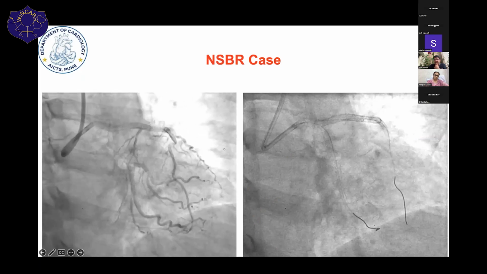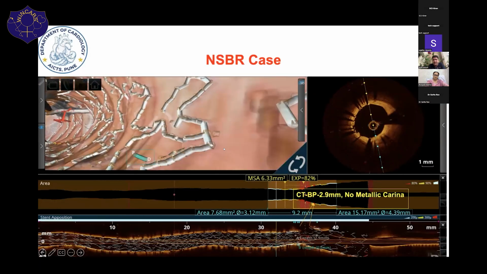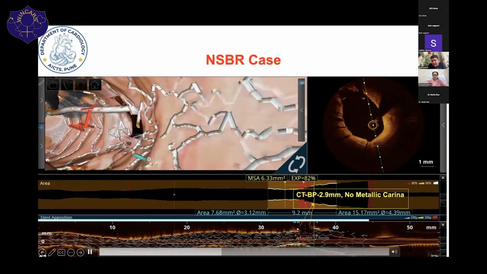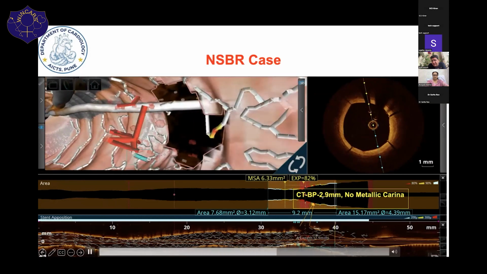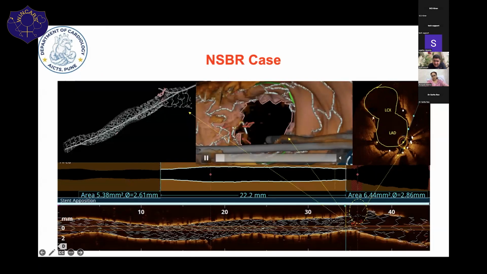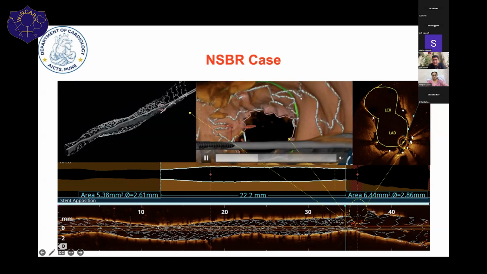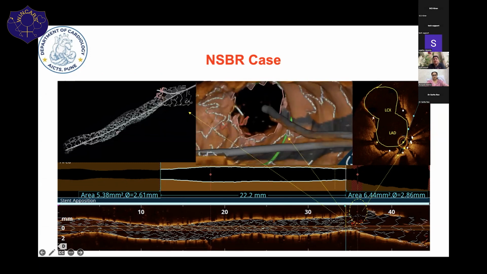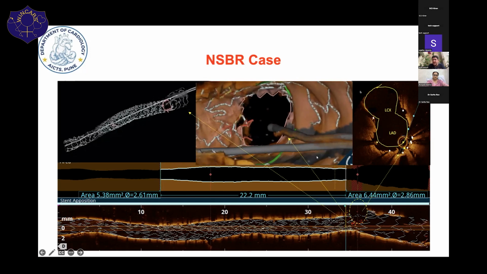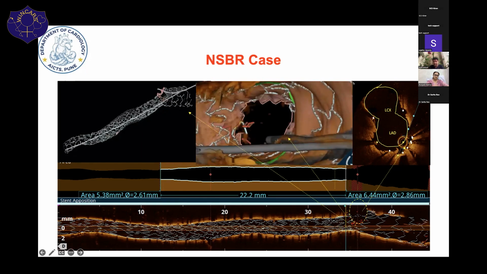In this case, which never developed side branch restenosis, that is an NSBR case, when we analyzed these kinds of cases, we found hardly any stent struts hanging across the side branch ostium. The CTBP length here was 2.9, and there was hardly any neometallic carina. When we did the 3D reconstruction, you will appreciate almost negligible hanging stent struts across this side branch ostium. You can appreciate that in the stent only view and L mode also, and this is what is known as a clear figure of 8, or a dumbbell sign.